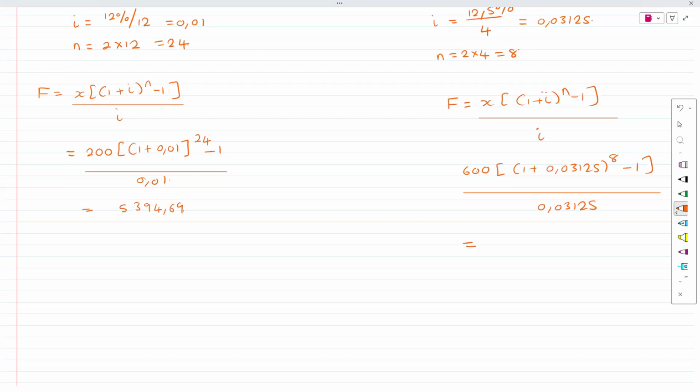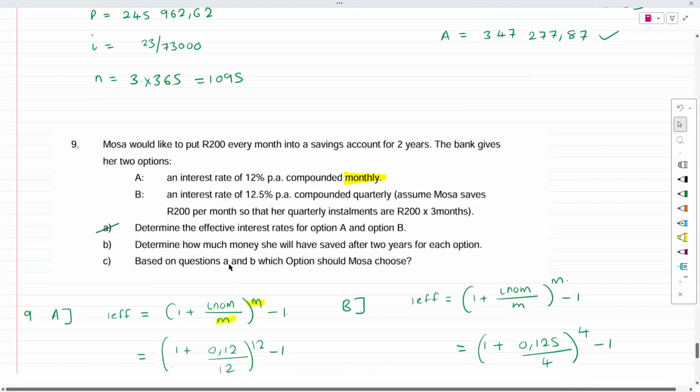And this final value should be 5,359.13. That's all there is to this question. I don't think it was too difficult.